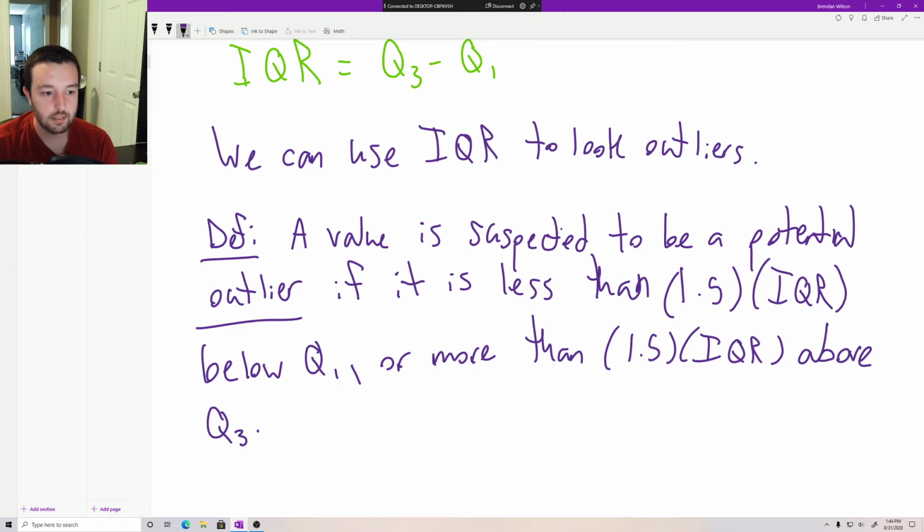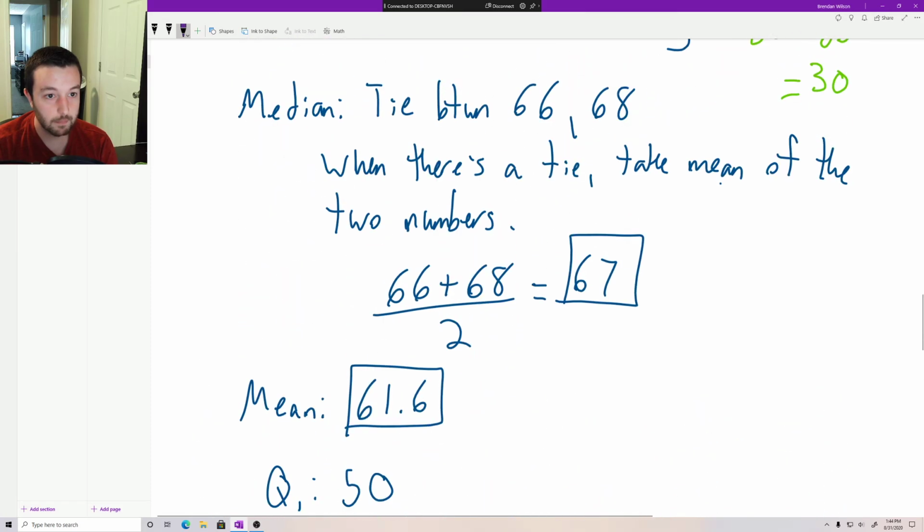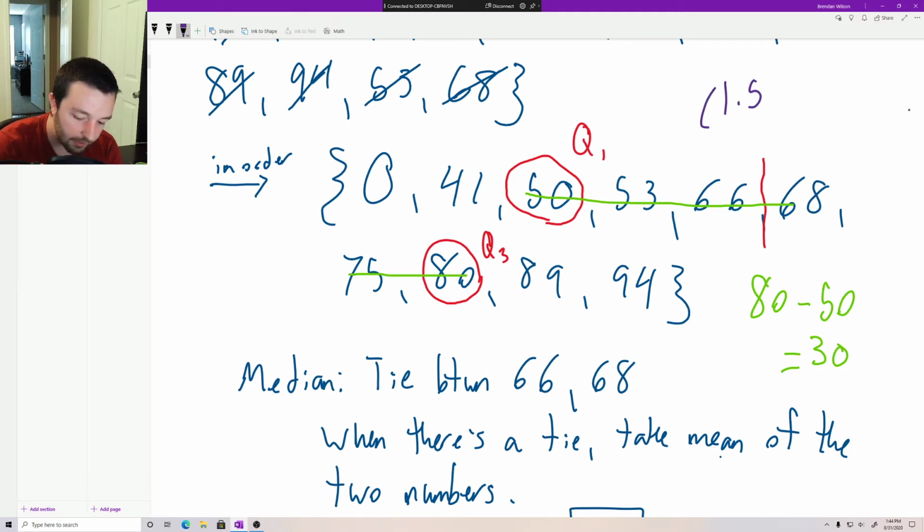So if we go back and look at our data set up here, is the 94 an outlier? And is the 0 or 41 an outlier? Well, our IQR is 30, right? So 1.5 times the IQR is 1.5 times 30. You could just do this in a calculator if you wanted. It's 45. Okay.